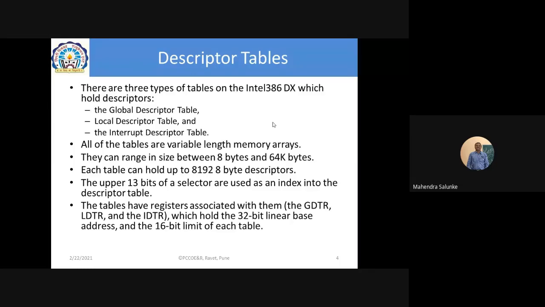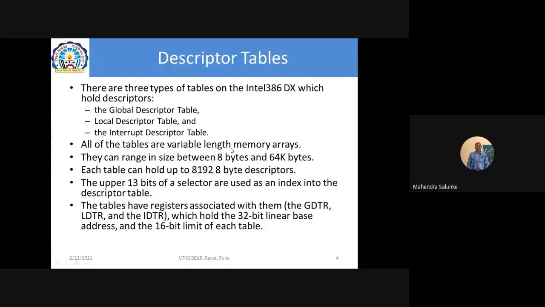So here, three types of tables are there: global descriptor table, local descriptor table, and interrupt descriptor table. Everyone should remember these names, and in addition to that, their sizes also we should remember. Now, when we say it is a table, it is a data structure which is present, and what it holds was also discussed. It holds the descriptor.